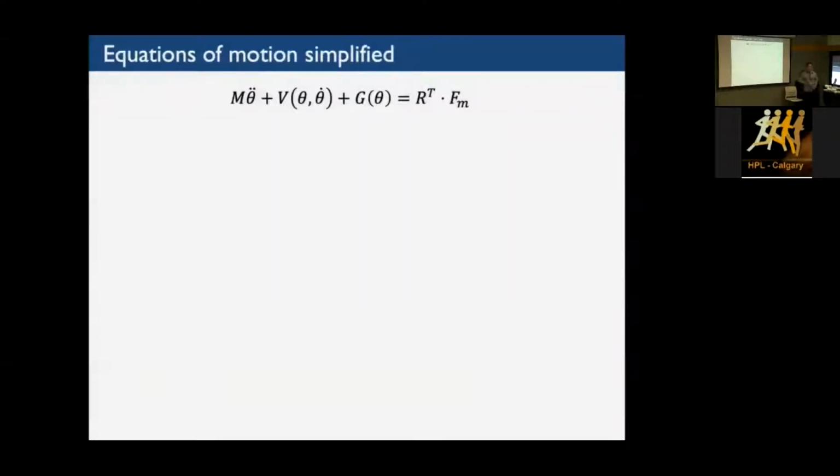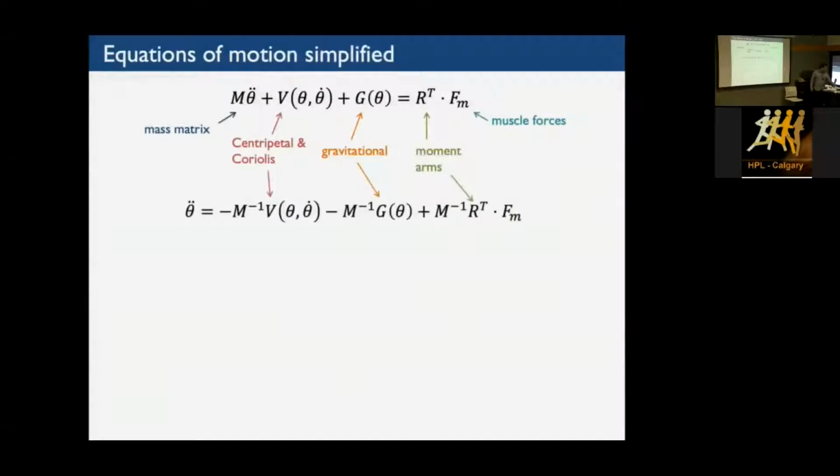M, V, and G are just other terms that include things like masses of different parts of the body, moment arms, lengths of body segments. We have names for all of these things. I'm sure you've heard of, say, centripetal and Coriolis terms. We can solve for the accelerations.